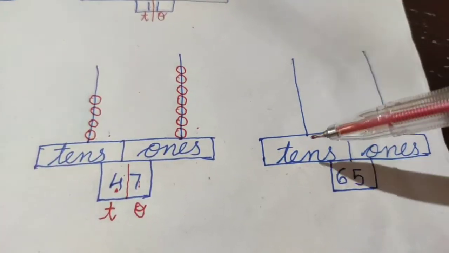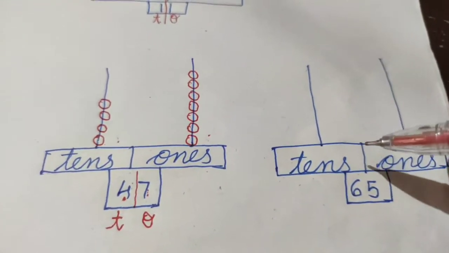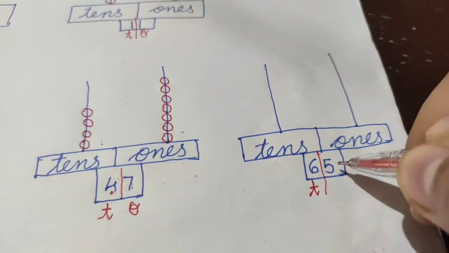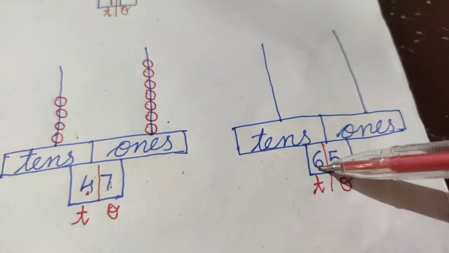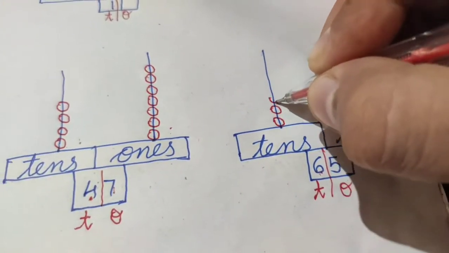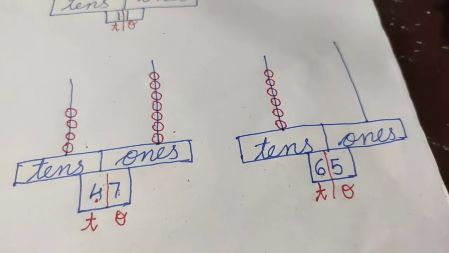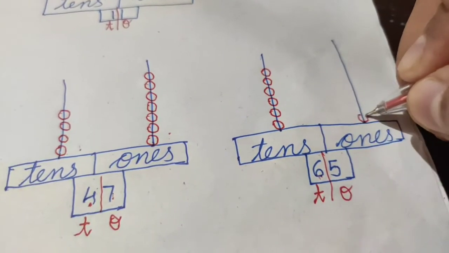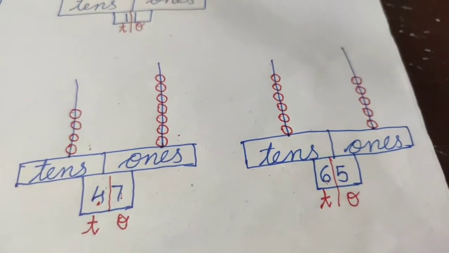And next, tens rod, ones rod, 65. First we part it. Our first digit is tens and the second one is ones. So in the tens rod we draw 6 beads: 1, 2, 3, 4, 5 and 6, this way. And in the ones rod we draw 5 beads: 1, 2, 3, 4 and 5, this way.